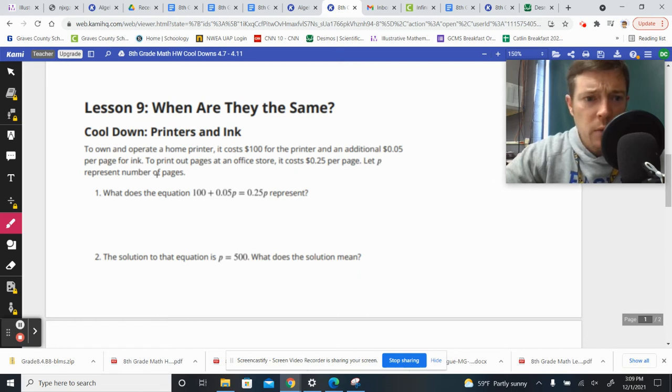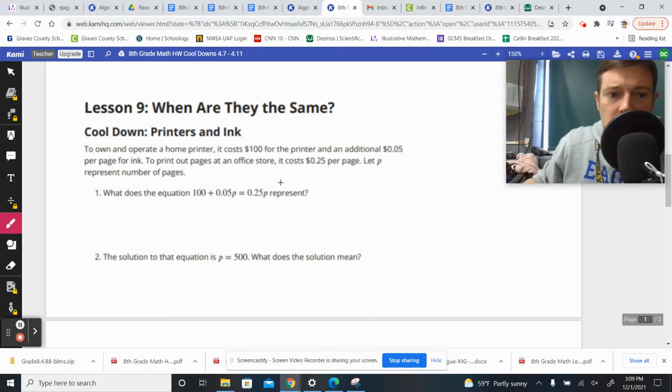So we're going to let P represent the number of pages. And so what has happened is we've set up this equation and they want to know what it represents. So let's look at it a little bit closer.